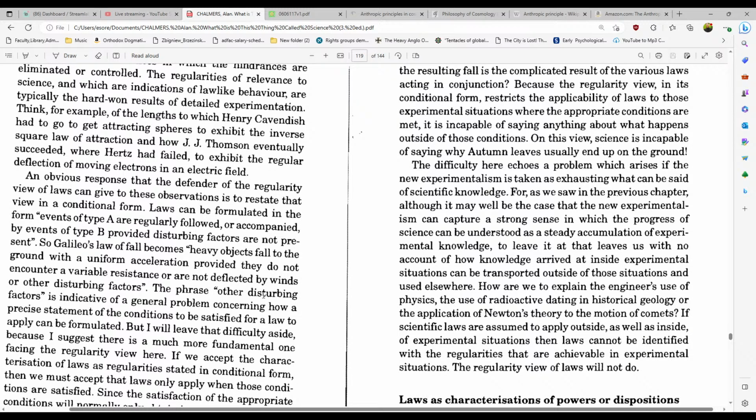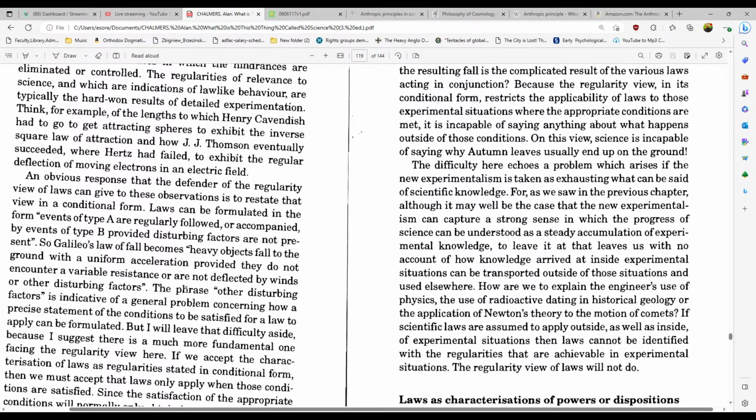And then we said, laws can be formulated in the form of events of type A are regularly followed or accompanied by events of type B, provided disturbing factors are not present. So I put it in a conditional form, as long as it is not. Now, why would I do that? Well, suppose I'm a regularist, and I want to defend the regularity view. I add that conditional on there. And so now Galileo's law of fall becomes, well, heavy objects fall to the ground with uniform acceleration, provided they do not encounter variable resistance or are not deflected by winds or other disturbing factors.